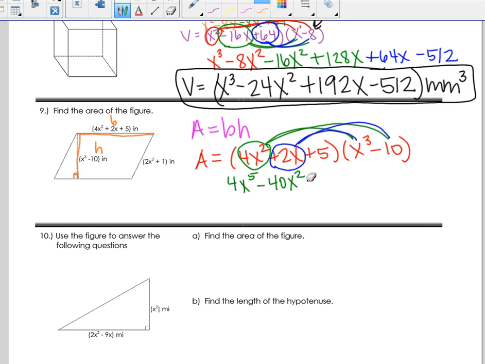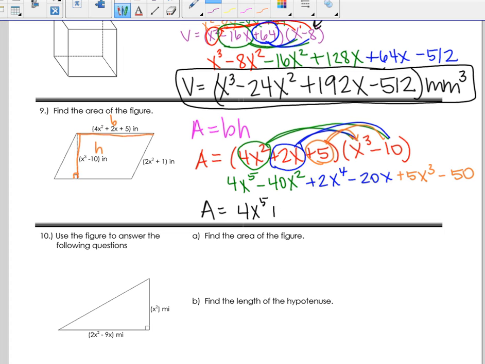2x times x to the third is a positive 2x to the fourth, because you have x here and x to the third here, so when you add your exponents, the 1 plus 3 is 4. 2x times negative 10 is negative 20x. And then last but not least, we have the 5. 5 times x to the third is a positive 5x to the third. And 5 times negative 10 is negative 50. So your area here, when we combine like terms, there's only 1x to the fifth, so 4x to the fifth.